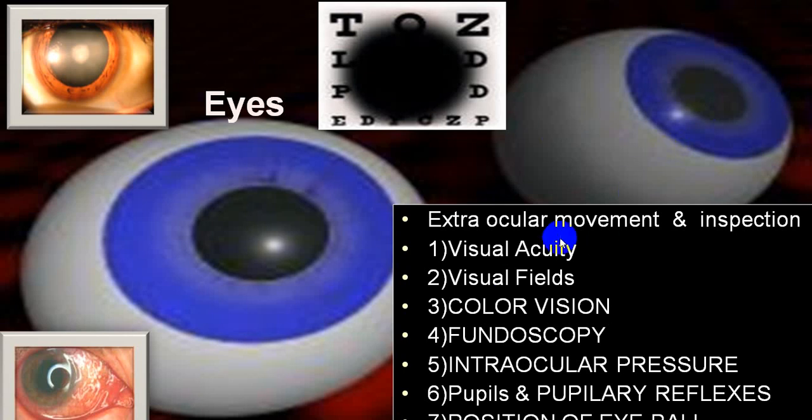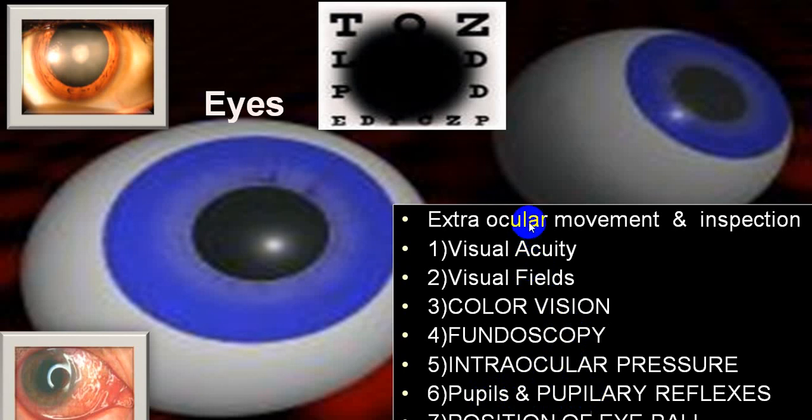And then we check individual eye for visual acuity and binocular visual acuity, visual field, color vision, fundoscopy. We measure intraocular pressure, and then we look at the pupillary reflexes and pupil size.